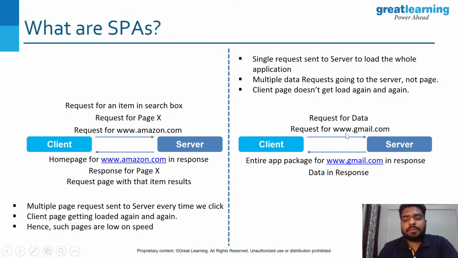When you request www.gmail.com, it goes to the server and comes up not only with the home page, but with the entire app package. That means the whole application will come up from the server. It's not that only the home page HTML page will come. No, the whole entire package will come. That means if you are requesting any data, you will get the data directly.